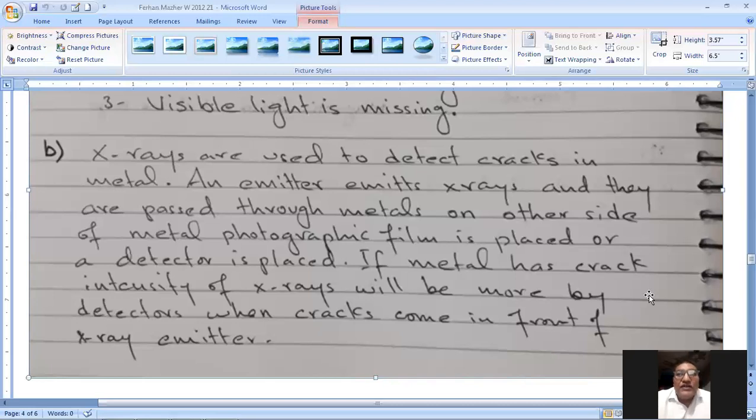I hope that you have understood. You can also check this answer from your textbook. In your textbook also, Physics Matters, or if you have another book, you will find the application of the X-rays. From there, you can write this answer also.